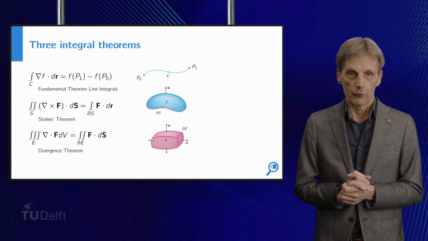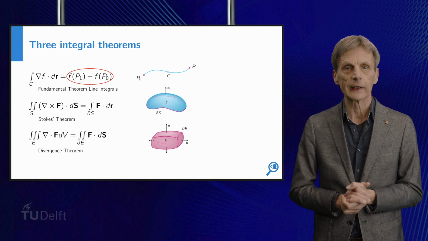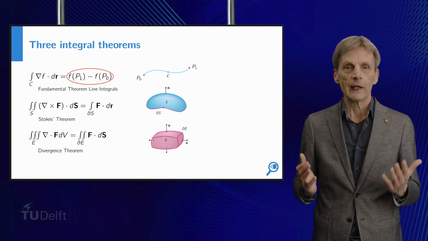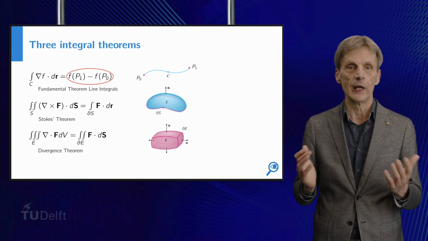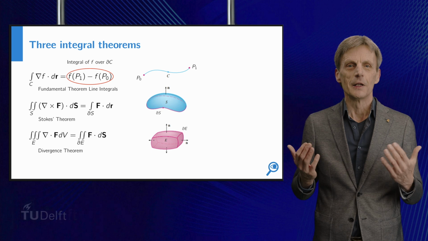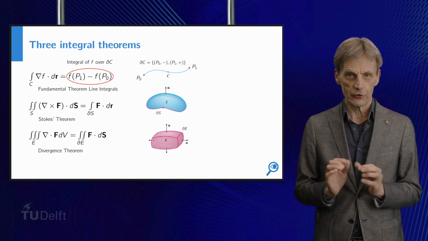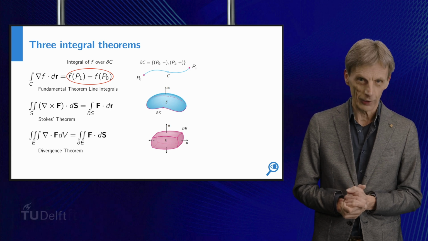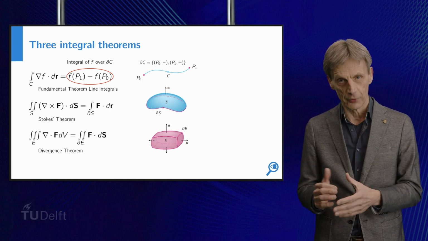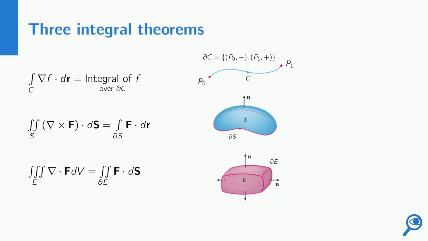Now, the expression indicated here is the only expression that doesn't look like an integral. It can, however, be interpreted as an integral, namely as the integral over the boundary of C. The boundary of the curve C is the set shown here. It consists of the 2 points P0 and P1, having negative and positive orientation respectively. Okay, so each of the three theorems expresses an equality of 2 integrals.